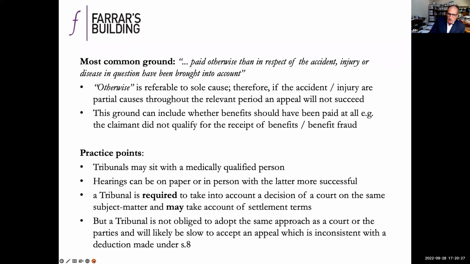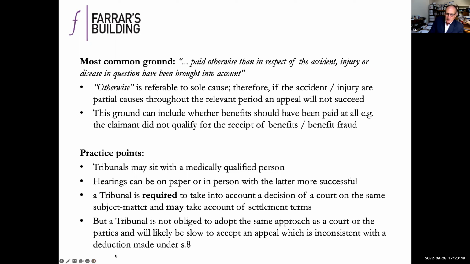Hearings can be on paper or in person, although you'll be unsurprised to hear that the latter are more successful. A tribunal is required to take into account the decision of a court on the same subject matter. And of course, if it ends up with a determination which is inconsistent with that, it might find itself in difficulties and could give rise to an appeal.